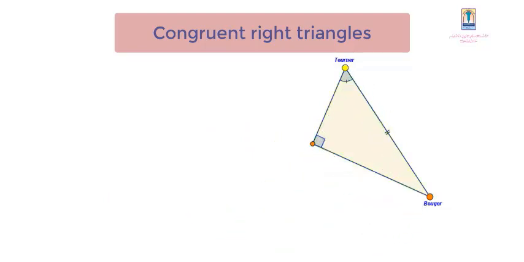Today, we are going to talk about the case of congruent right triangles. Right triangles are special in the study of geometry. Before we begin, it is important to recall that the side facing the right angle is called a hypotenuse.